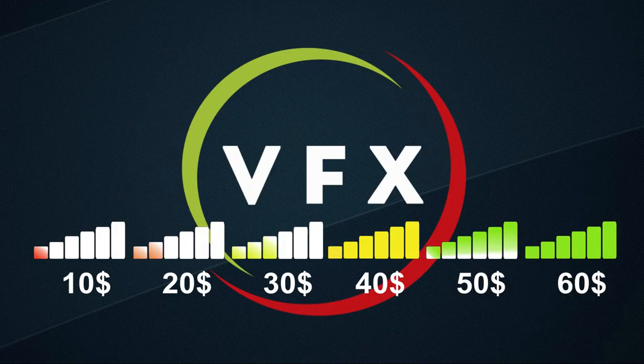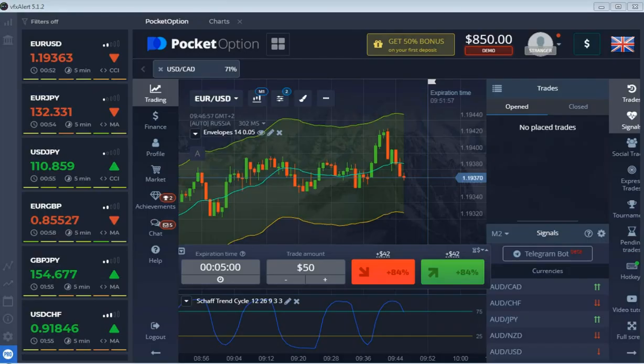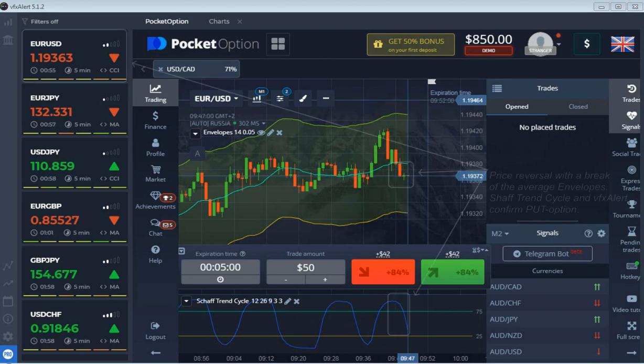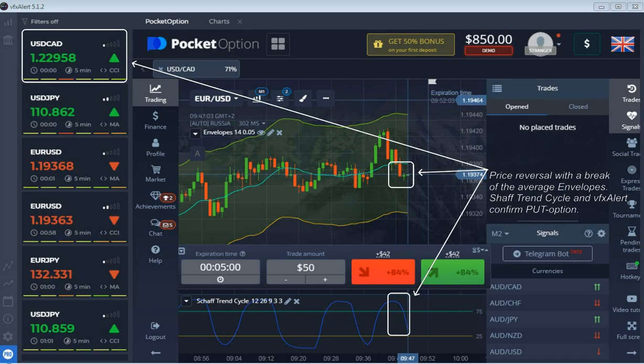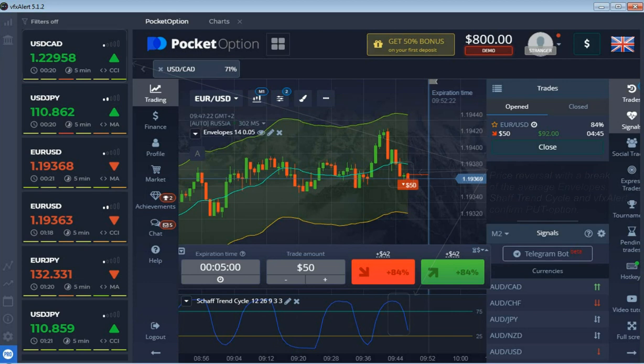Use options with an expiration of 5 minutes. The amount can also be determined depending on the strength of the signal. Adaptive strategy vfxAlert. Euro dollar. The price is down with the doji reversal candle pattern. The trend is below the middle level of envelopes. The oscillator and vfxAlert confirm the first put option.